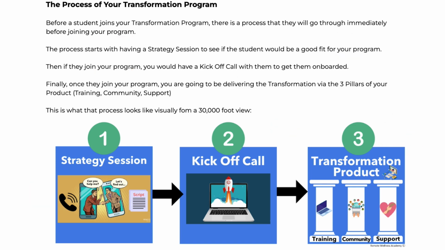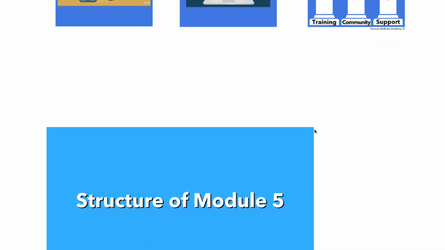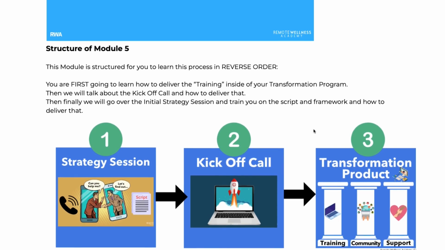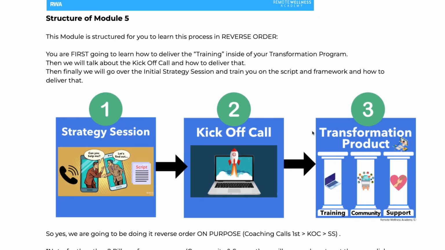Now, what does this mean in terms of the structure of module 5 and this specific module, right? So this module is actually going to be structured in the same way that this process is structured, but in reverse order, okay?